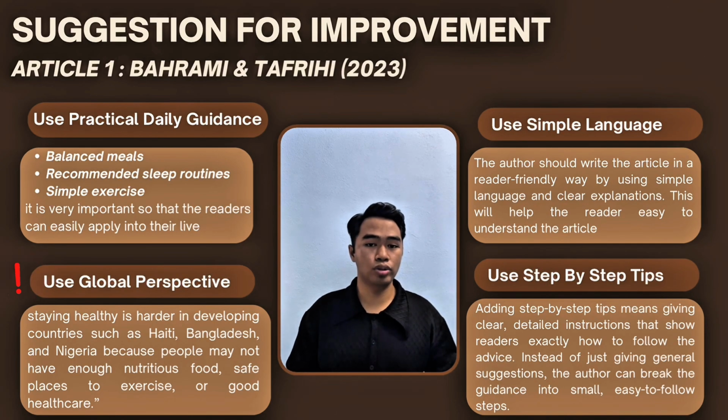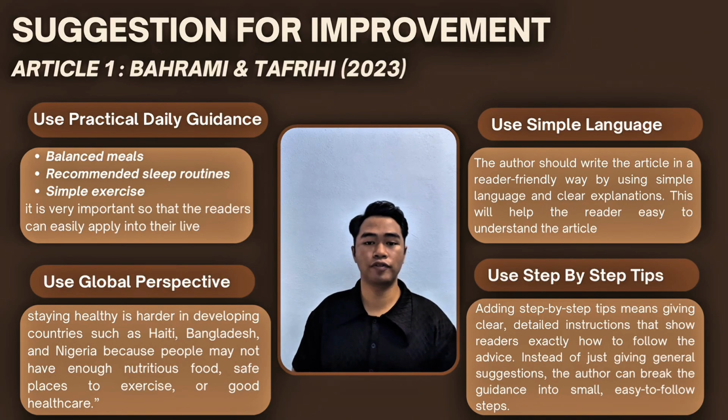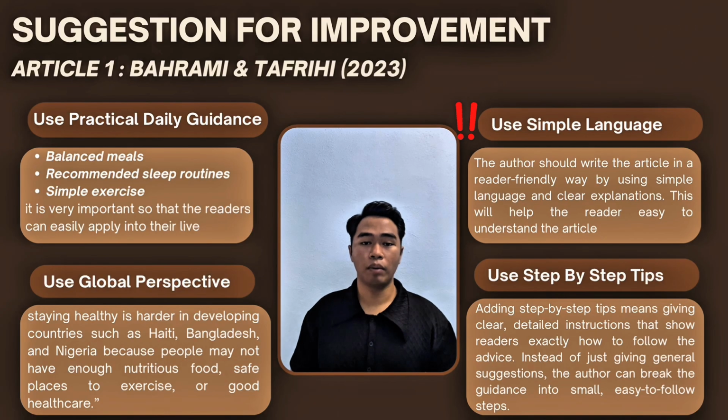Second is the use of a global perspective. It is because staying healthy is harder in developing countries such as Haiti, Bangladesh, and Nigeria, because people may not have enough nutritious foods, a safe place to exercise, or good healthcare. The third one is the author needs to use simple language, with simple and clear explanation. It will help the reader easily understand the article.